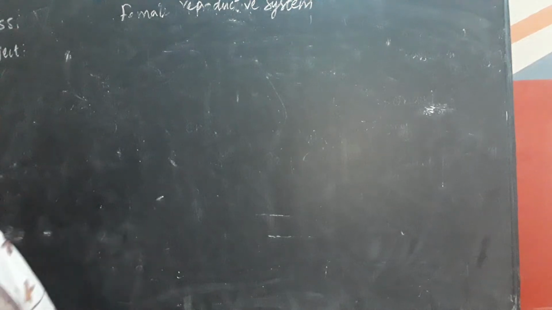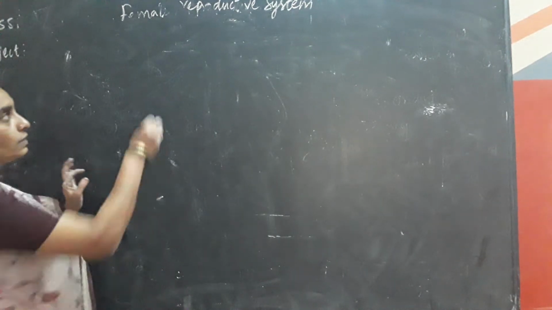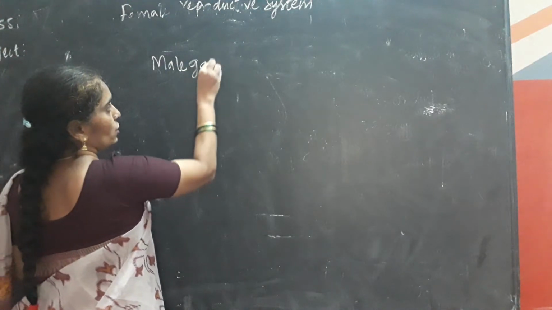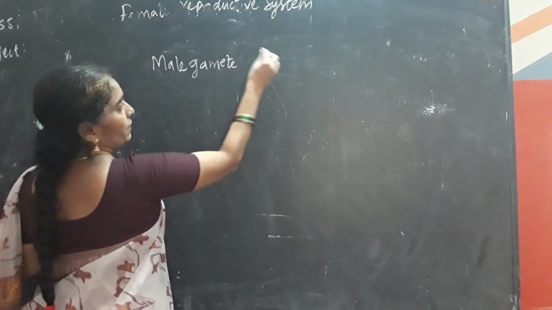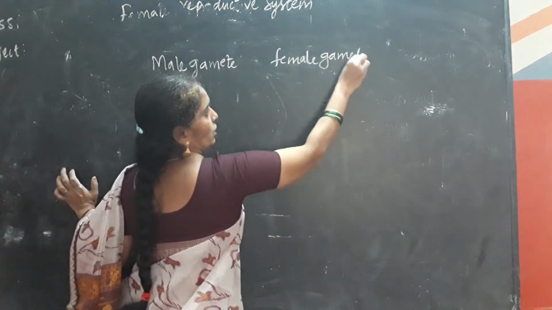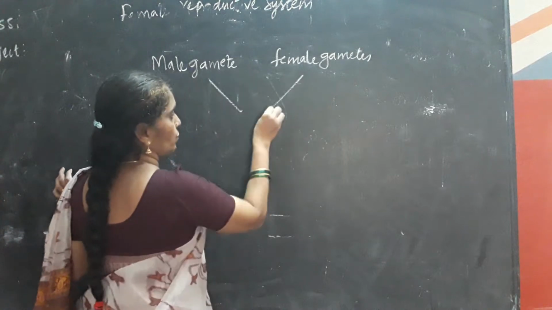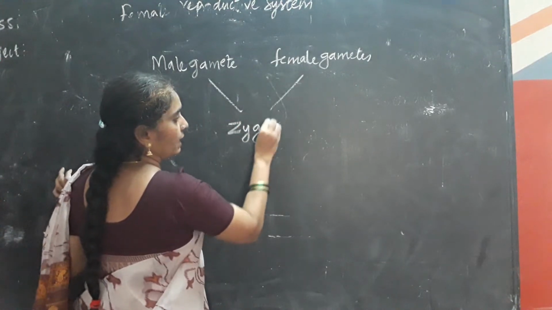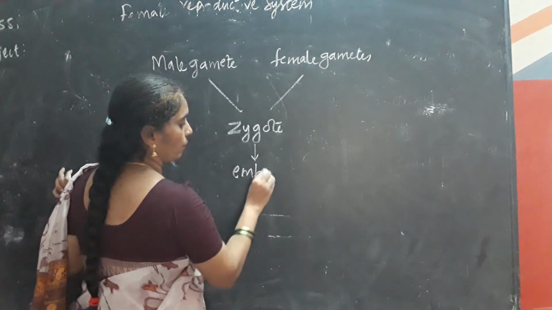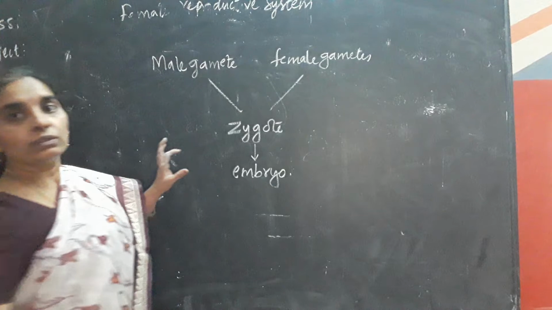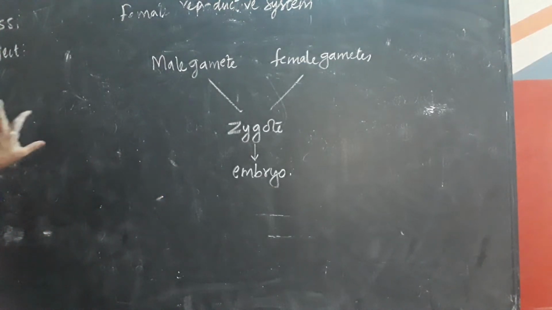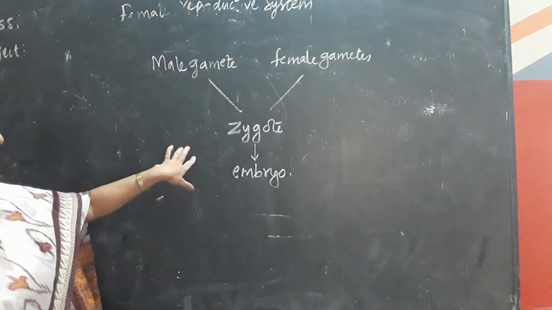Fusion of male and female gametes results in the formation of the zygote, which under repeated divisions results in the formation of the embryo. Okay, children. This embryo continues to develop in the uterus.